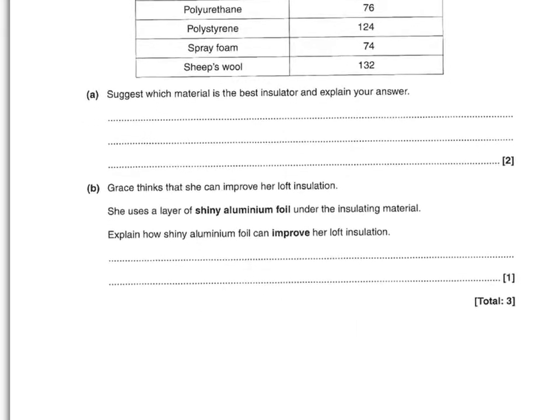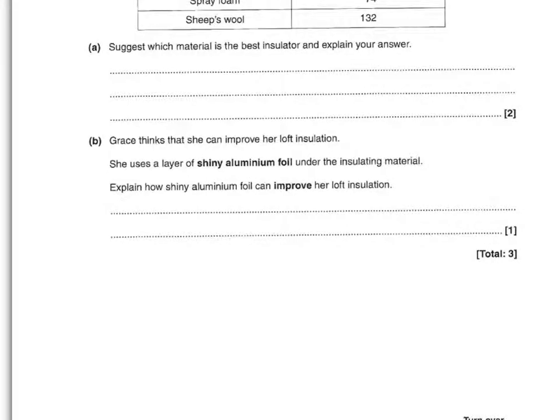Then Grace thinks she can improve her loft insulation. She uses a layer of shiny aluminium foil under the insulation material. Explain how shiny aluminium foil can improve her loft insulation. So it's just the idea that this reflects heat, or reflects energy, for that mark there. So reflects heat is the important word there.